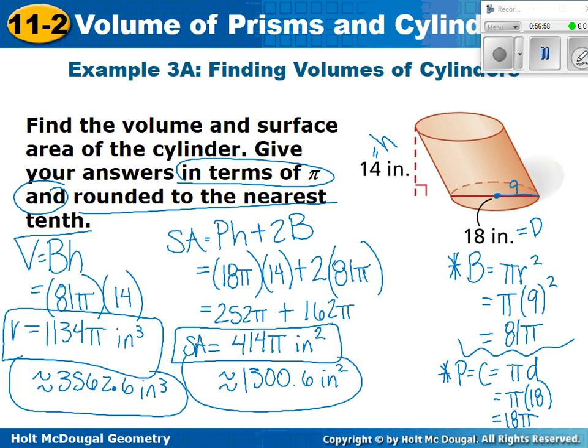Okay, I'm going to look real quick. Can I see your notes? And see what we haven't done as far as cylinders go. Okay, we need to do the next 2 problems, and then we'll talk about composite shapes. Okay?